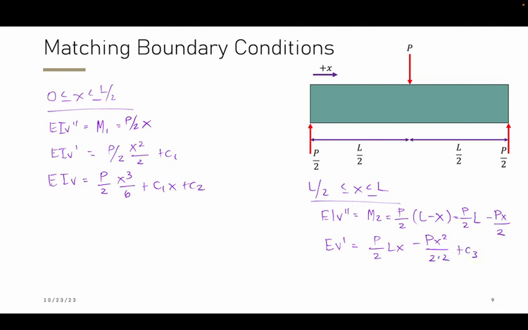And then we get our deflection equation, which is EI v equals P over 2 L x squared over 2 minus Px cubed over 2 times 6 plus C3 x plus another constant of integration, which we can say is C4. So now we need to figure out the constants of integration, and we need a boundary condition for each constant of integration.